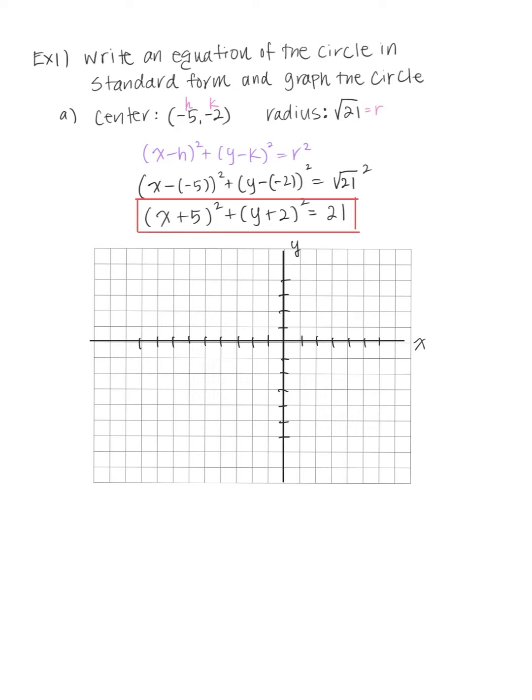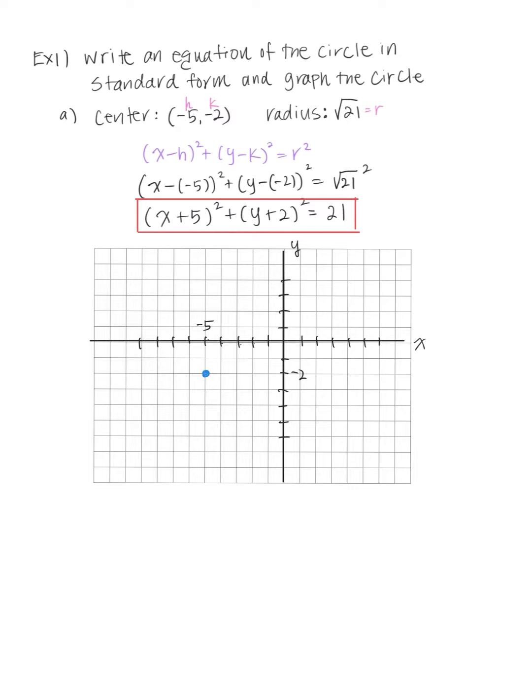The center is -5 comma -2. So when x is -5, where in the heck is that? 1, 2, 3, 4, 5. So that's -5. And the y value is going to be -2. So our center is going to be here.